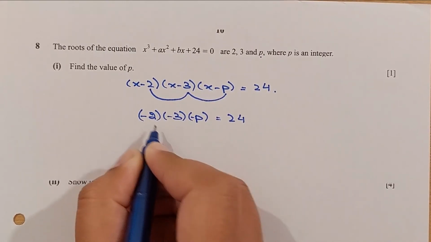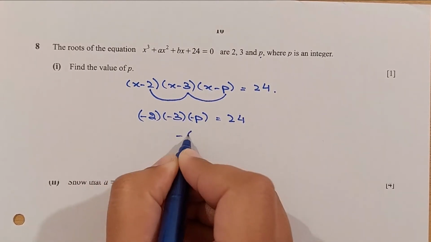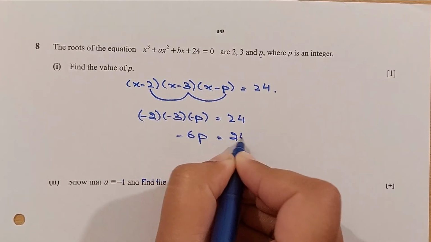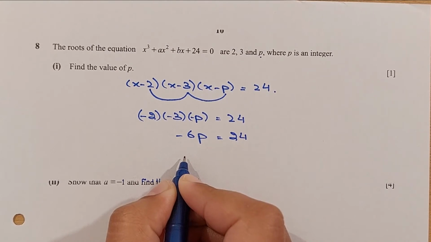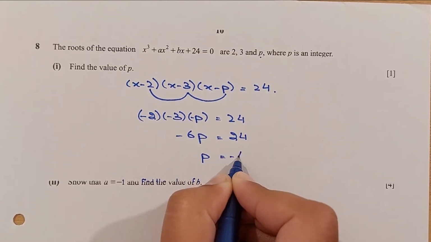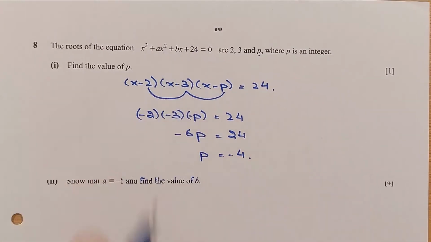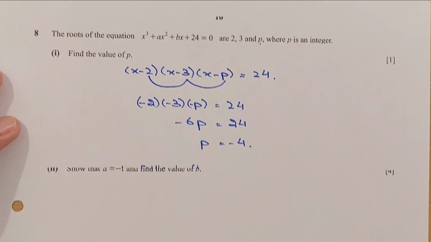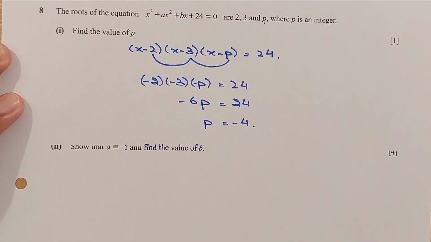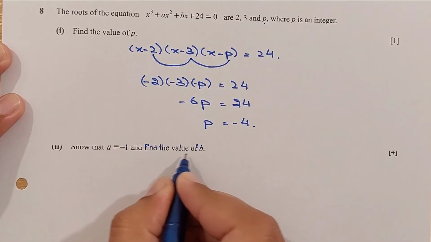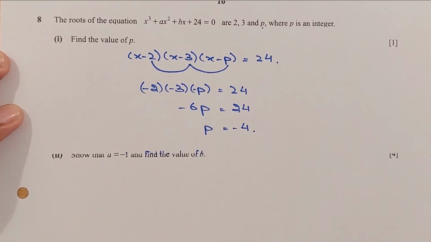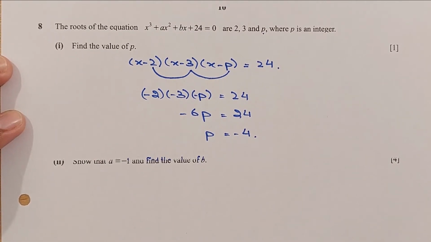So minus 2 times minus 3 times minus p, 2 times 3 is 6, so minus 6p equals 24, and 6 times 4 is 24, so p equals negative 4, right? So the product of all the 3 roots is equal to the constant term. With the help of this information we can easily find the p. Now for the second part, show that a equals minus 1 and find the value of b, right? We have to show that a is minus 1.